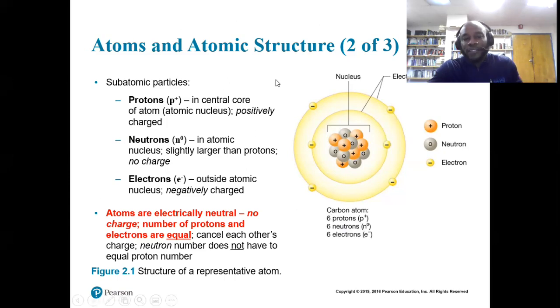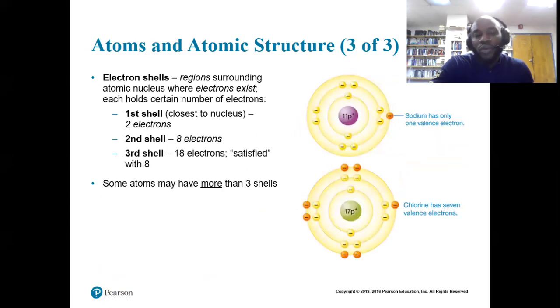All right, hopefully that makes sense. We have what we call electron shells when we talk about atoms. So you see these electrons that float around. The electrons generally balance the protons so that we have that electrically neutral charge, right? But they exist in shells.